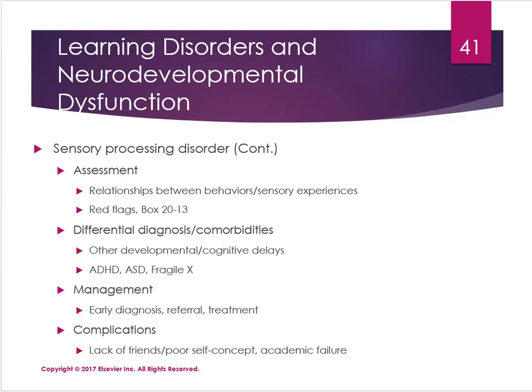Some of your differential diagnoses or comorbidities could include other developmental cognitive delays. You may see ADHD, ASD, or Fragile X syndrome. Management of these kids is early diagnosis with referral and treatment, and complications are going to include lack of friends, poor self-concept, and any academic failures.